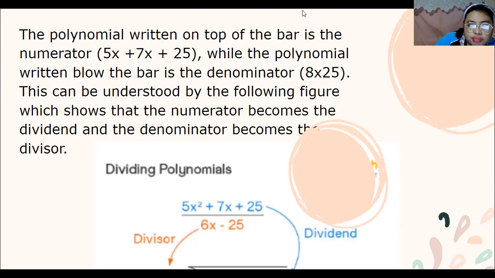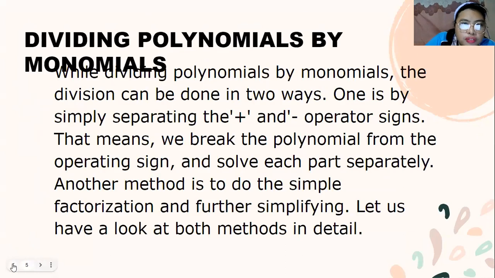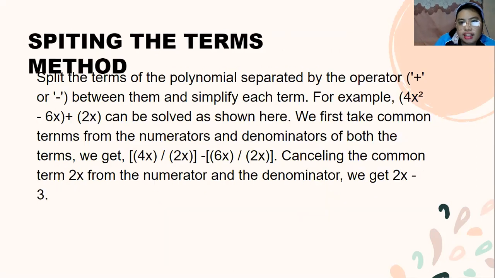Okay, next. So dividing polynomials by monomials. While dividing polynomials by monomials, the division can be done in two ways. One is by simply separating the positive and negative operator signs. That means we break the polynomial at the operating sign and solve each part separately. Another method is to do simple factorization and further simplifying, and let us have a look at both methods in detail.